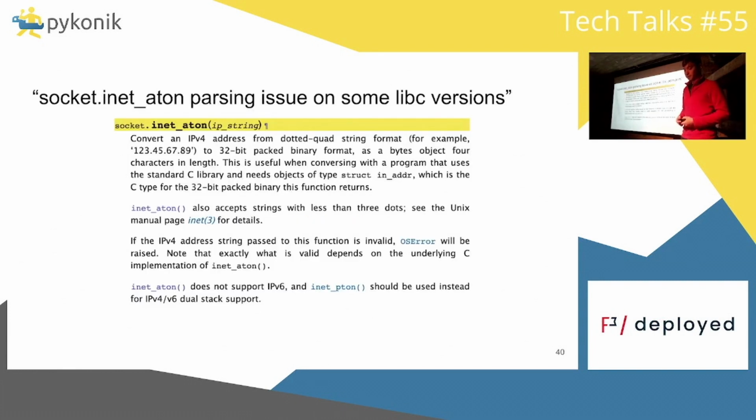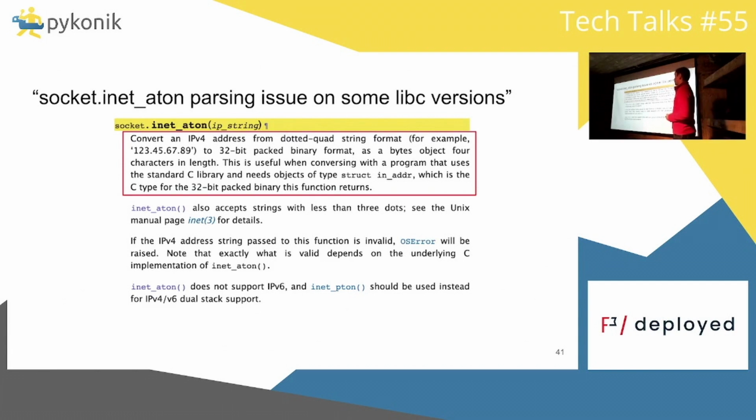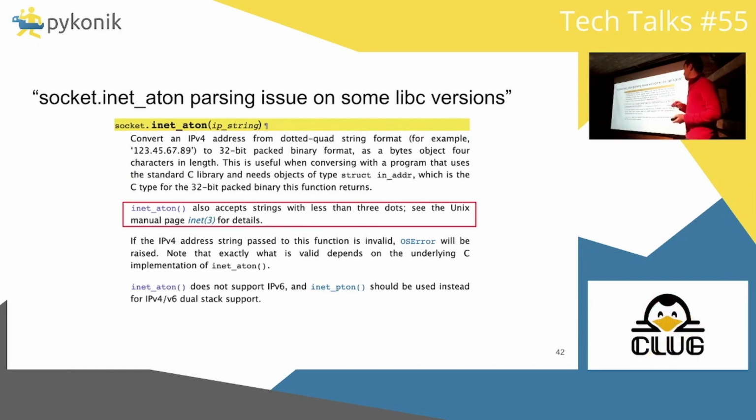But let's see. The socket inet_aton function, you can use it to convert an IPv4 string into its binary format. We'll see examples in a second, but this is only about IPv4. And then it also accepts strings with less than 3 dots.